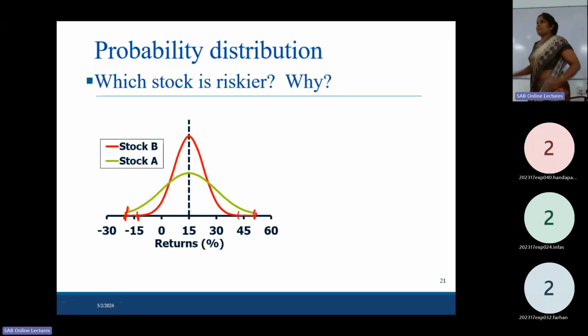Now, we didn't calculate standard deviation, coefficient of variation, variance, nothing. By simply looking at this distribution of return, which company is this? A or B? Company A or B is risky.